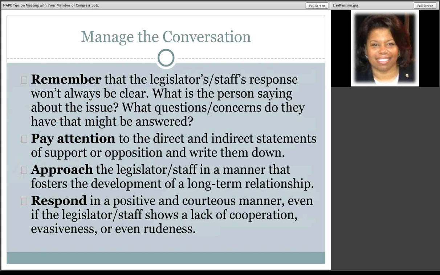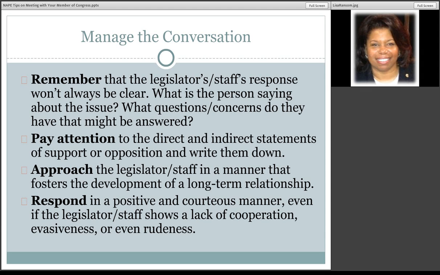Manage the conversation. Remember that the legislator or staff person's response won't always be clear. What is the person saying about the issue? What questions or concerns do they have that may be answered? Pay attention to the direct and indirect statements of support or opposition and write them down.